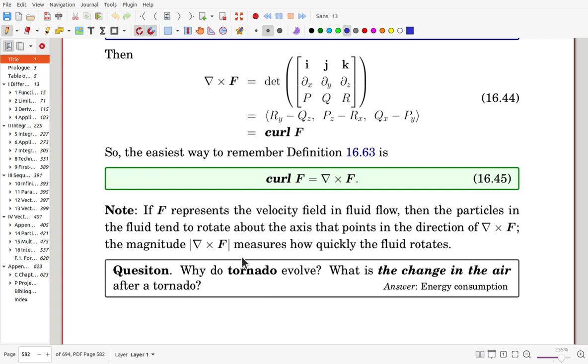Here we have a question: why do tornadoes evolve? The reason is that when the air is full of energy, the rotation can be made, and after the tornado, the energy will be consumed. So the change in the air after a tornado is energy consumption.